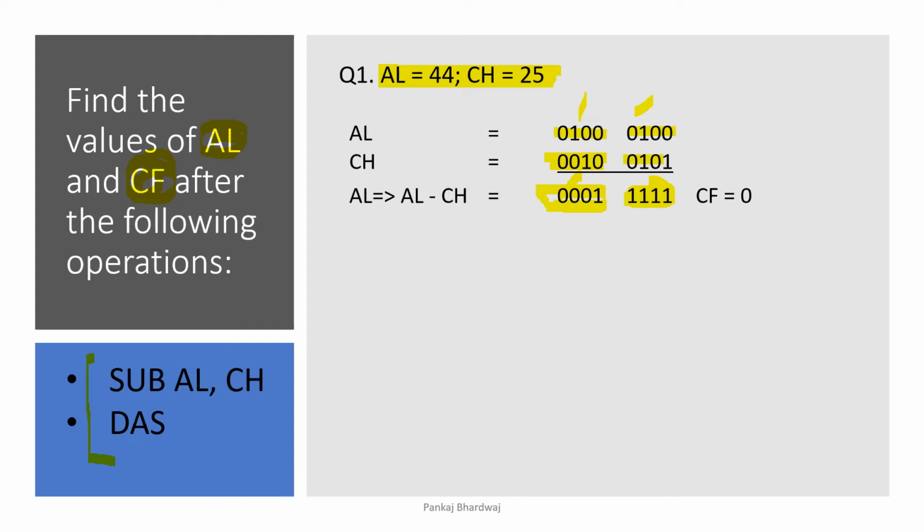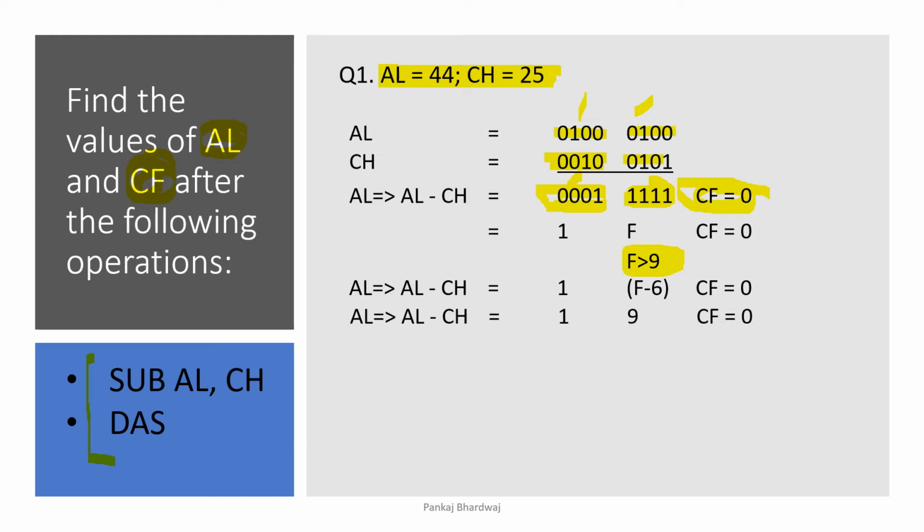If you subtract CH from AL, then you'll get 0001 1111 with no borrow, no carry. This is 1F. Now as F, one of the nibbles, is greater than 9, we need to subtract 6 from the nibble. So 1 stays the same, and F is greater than 9, so we subtract 6 from F, and the answer becomes 9, because F is 15, 15 minus 6 is 9, so the answer will be 19.